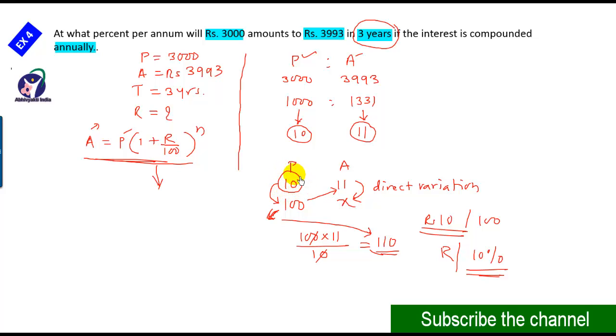When the principal is 10, the amount will be 11. So when the principal is 100, what will be the amount? This is a case of direct variation. We multiply these two, 100 into 11 divided by 10, that will be 110. So for rupees 100 we are getting 110 at the end of 3 years. It means the rate of interest charged is 10%.